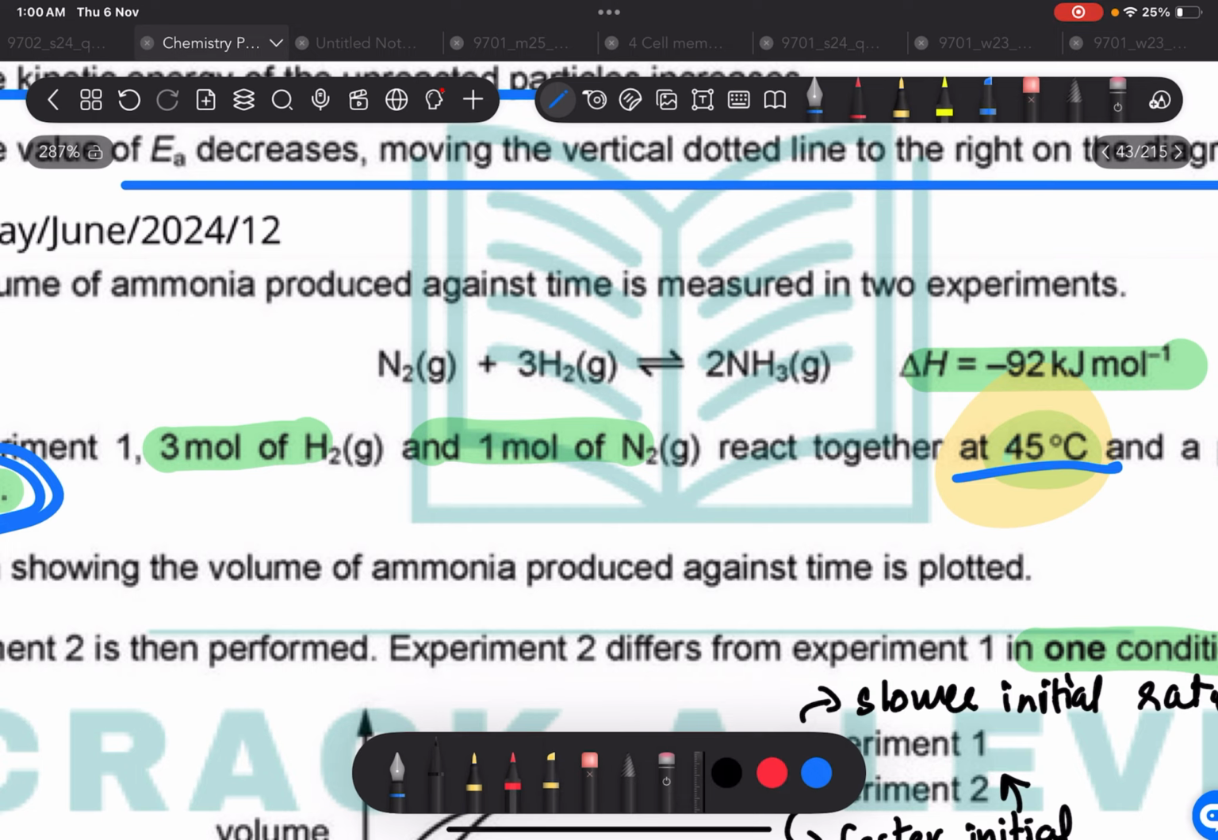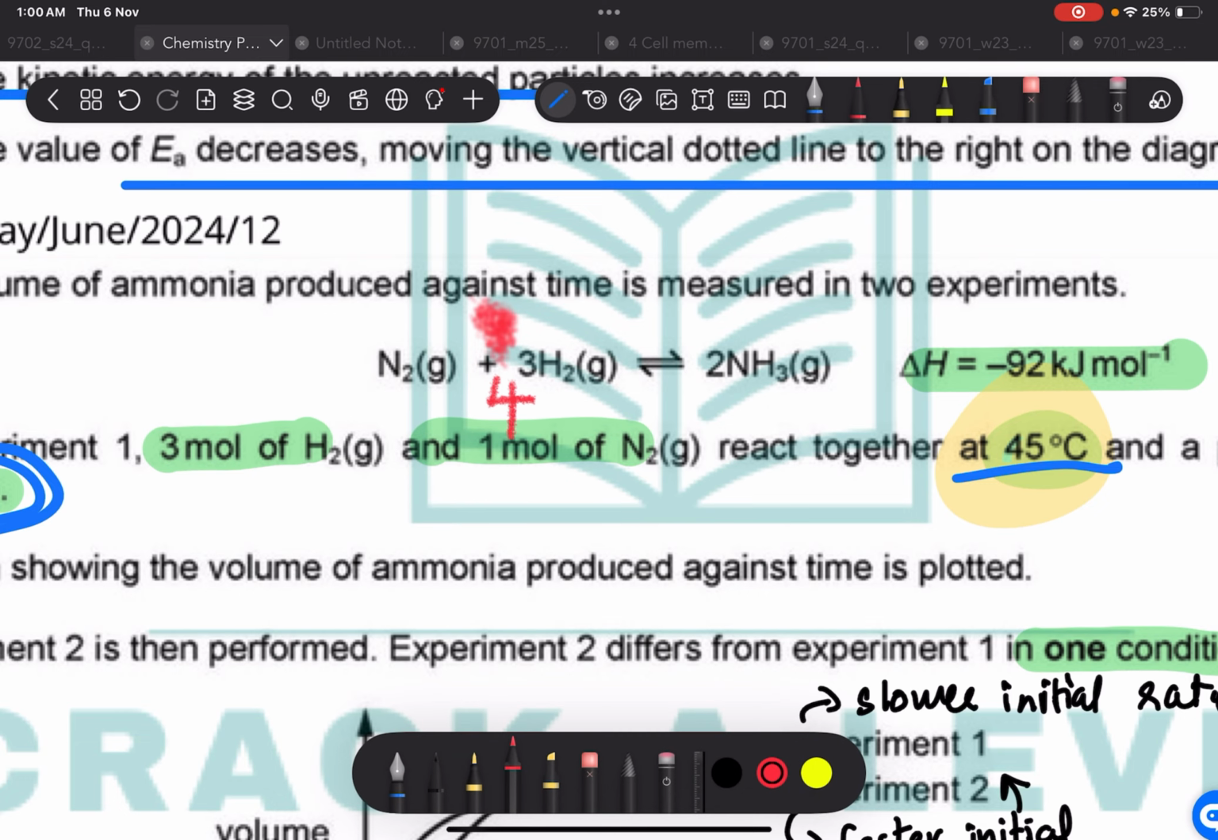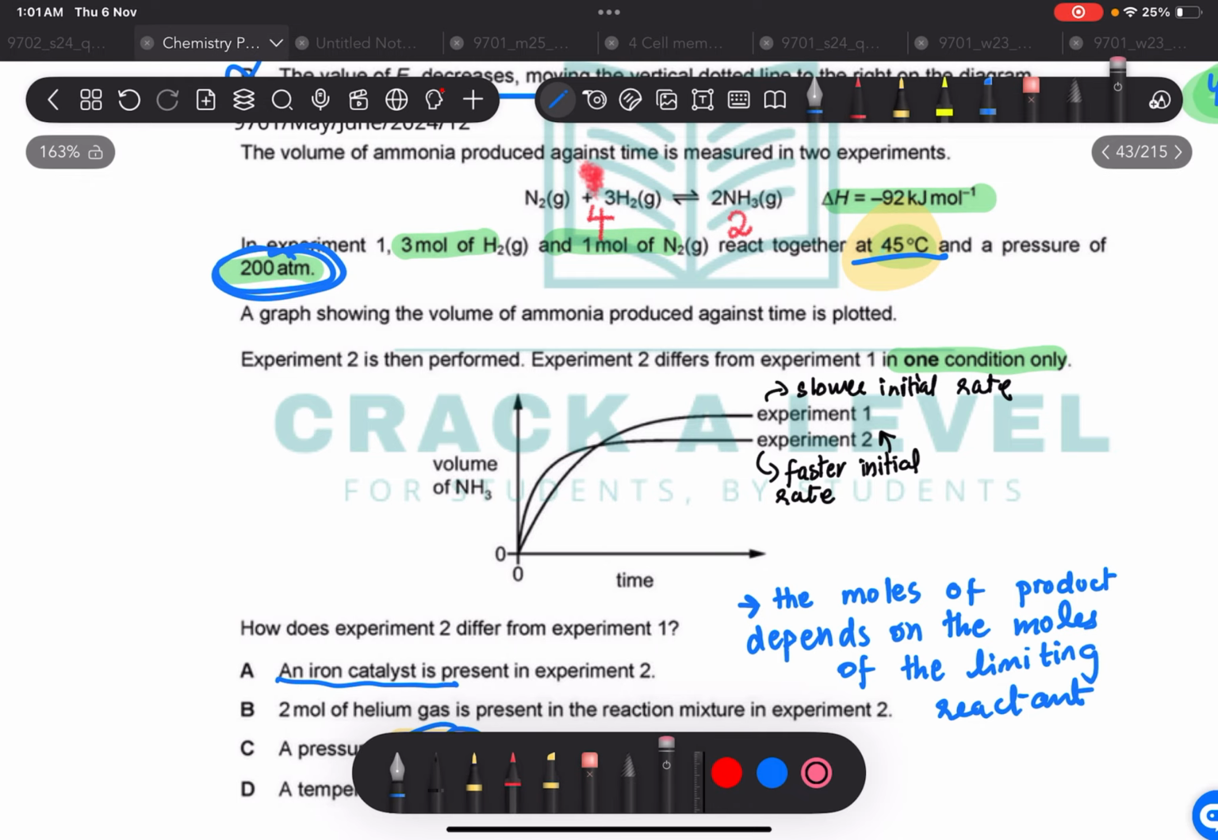How many moles do you have on this side? On the left side you have 4 moles, right? You have 4 moles on this side and you have 2 moles on this side. So if you increase the pressure, equilibrium will try to decrease it, and equilibrium will move forward to decrease it. And the product is going to increase.